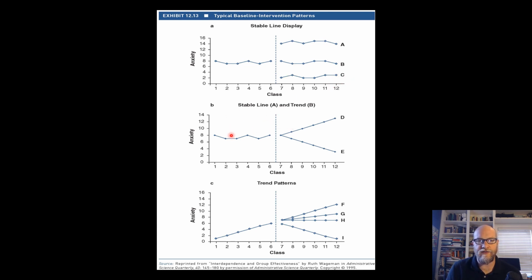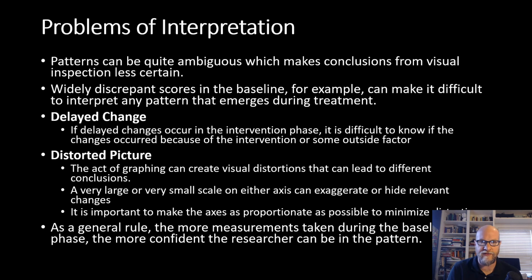We talked about stable lines versus trends. In this case, things are all kind of hovering around this mean, but in case D, you're seeing that the behavior, the anxiety, is increasing. In example E, it's getting significantly better based upon this trend. And then finally, there's different types of trend patterns, right? So in case F, this trend is just continuing upward. The slope is equal here. In G, it is still going up, but to a lesser degree. In H, it has stabilized into a plateau, and in I, it is declining. So these are all visual patterns we can look for interpreting this data.